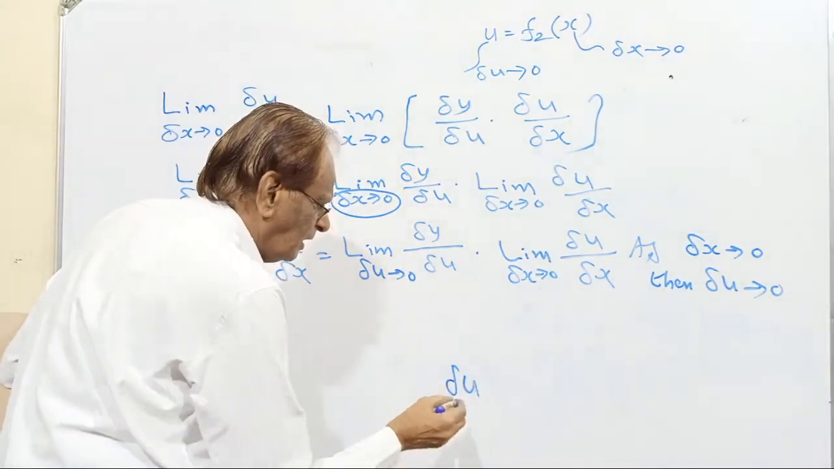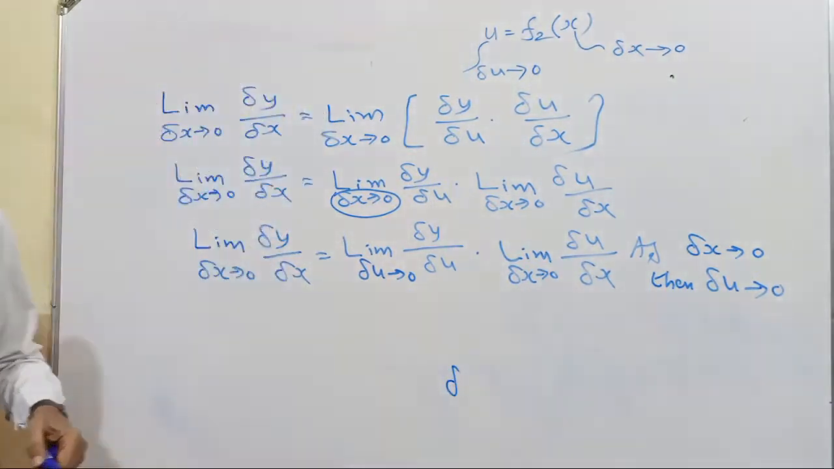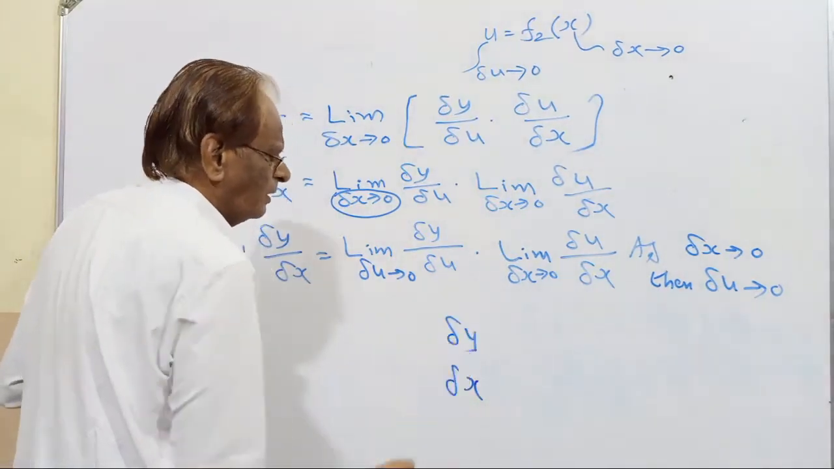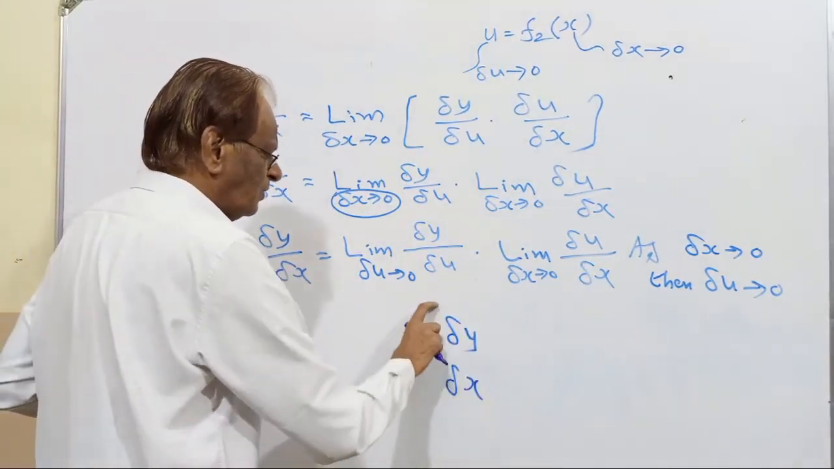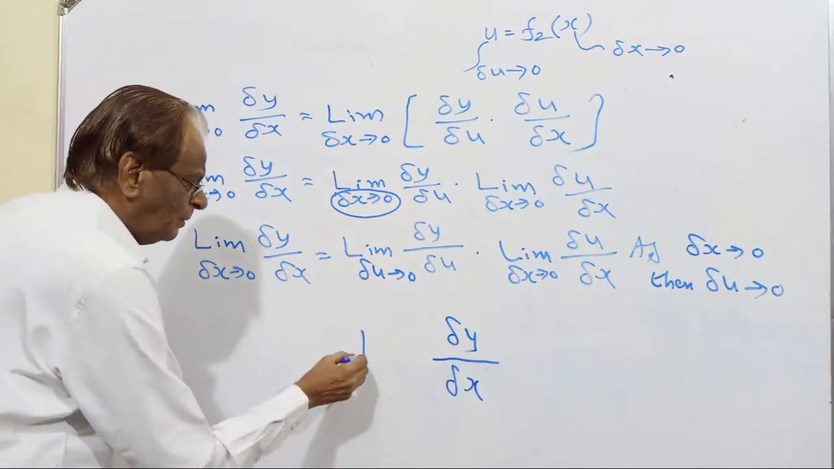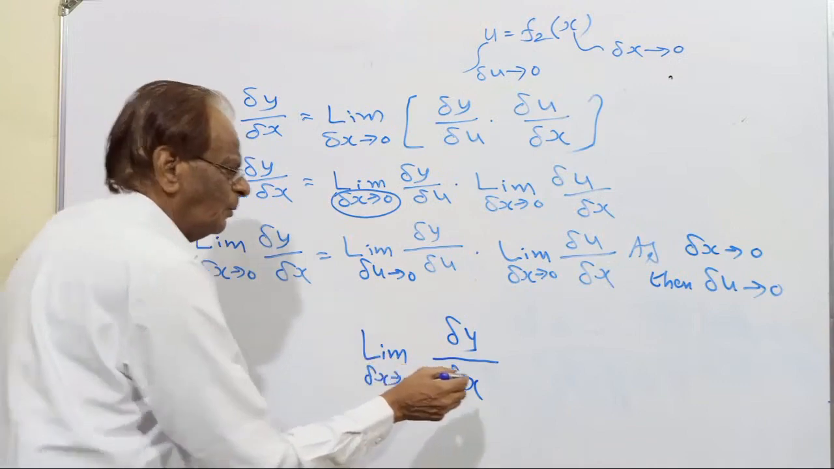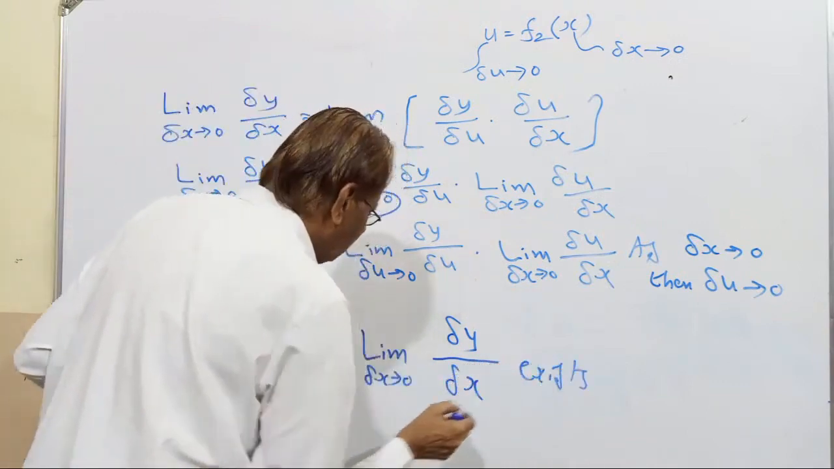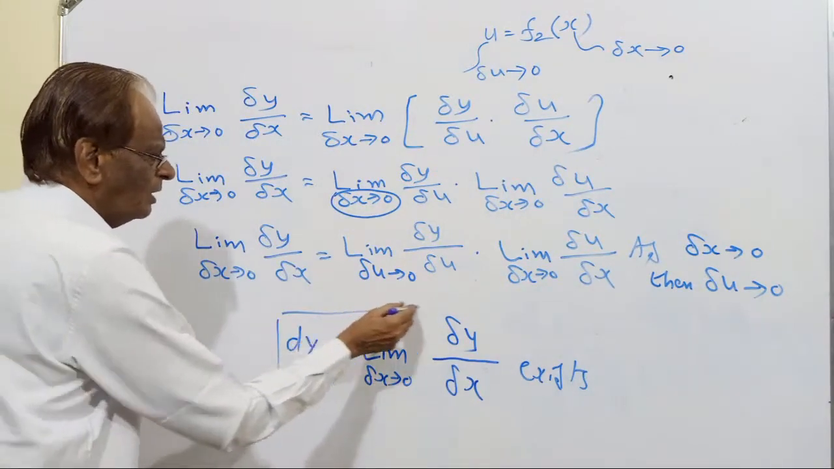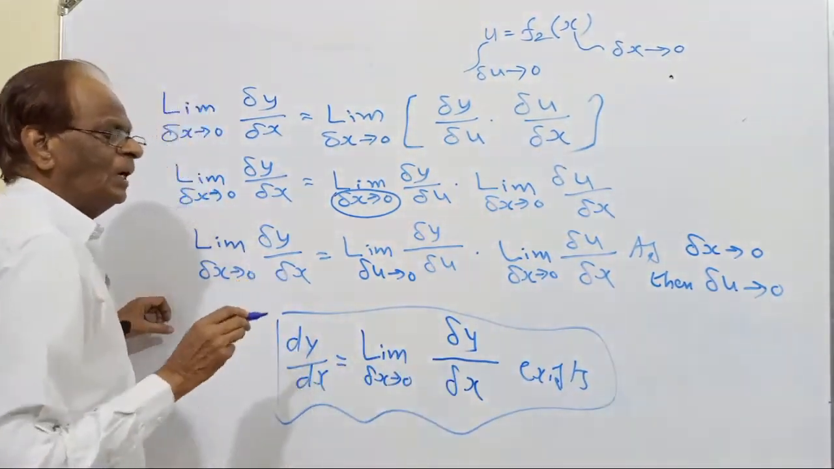This is called increment in x. This is called increment in y. Separate increment in x, separate increment in y. This is the incremental ratio. For this incremental ratio, the limit is taken when the denominator approaches 0. If the limit exists, then it is called differentiation of y with respect to x. This is the definition of differentiation. So the limit of the incremental ratio is differentiation.